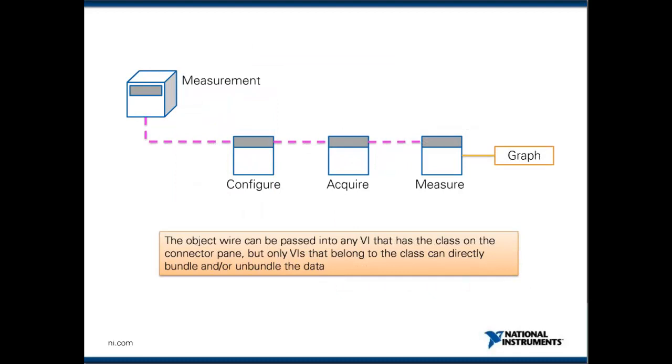So returning to our example that we've been using, instead of passing that cluster between these three methods, now we're just passing the object wire. And that object has a private data cluster inside of it that has the same data scope as the cluster we saw earlier. But in this case now, we've protected access to that data. Only these VIs, assuming they belong to the measurement class, have the ability to read from or write to the private data control contained within that class.